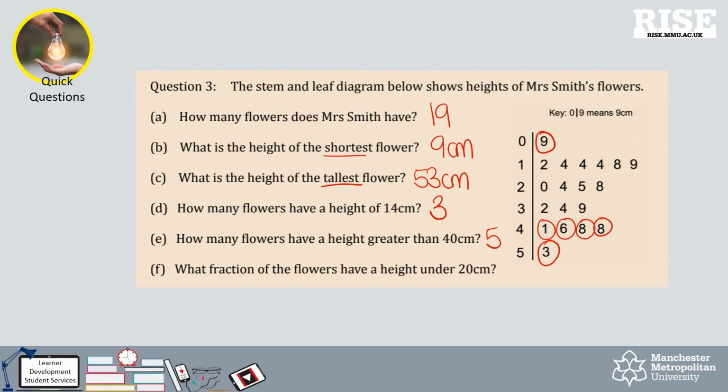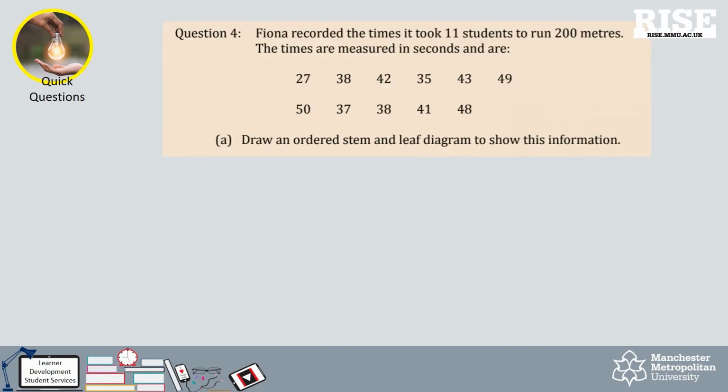What fraction of the flowers have a height under 20 centimetres? So that could be the 9, this 12, 14, 14, 14, 18, and 18. So that's 7 flowers out of the total of 19.